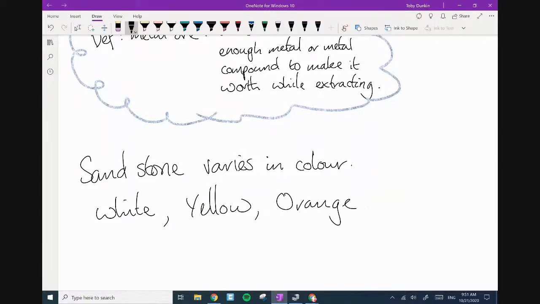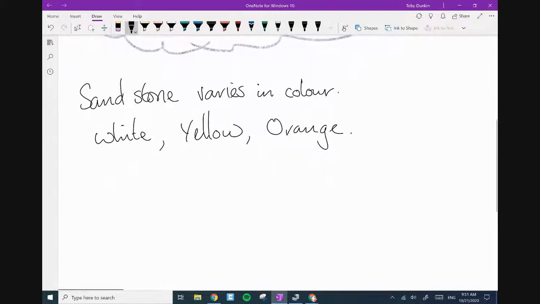So sandstone varies in color. Now, the reason for the color: just to tell you, pure sandstone should actually be white. This is pure sandstone. Pure, by the way, just to tell you what sandstone is, sandstone is silicon dioxide, otherwise known as quartz.